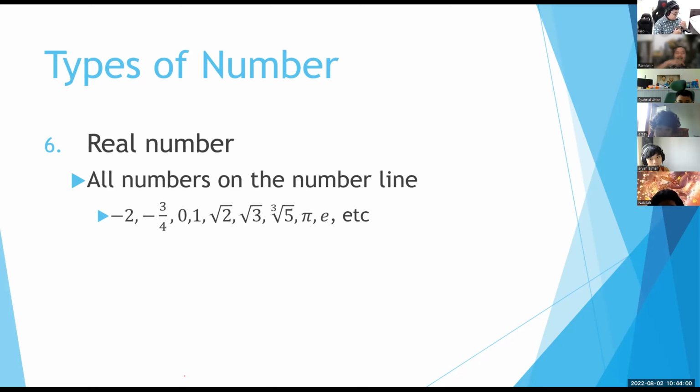So real numbers are actually all of the numbers that we just learned. When we're talking about even numbers, odd numbers, prime numbers, we'll talk about that later. Those numbers are part of natural numbers, and also part of whole numbers and integers. When we're talking about those five types of number that we just talked about, all of them are included in real numbers, because all of those numbers we can apply in a real life situation.